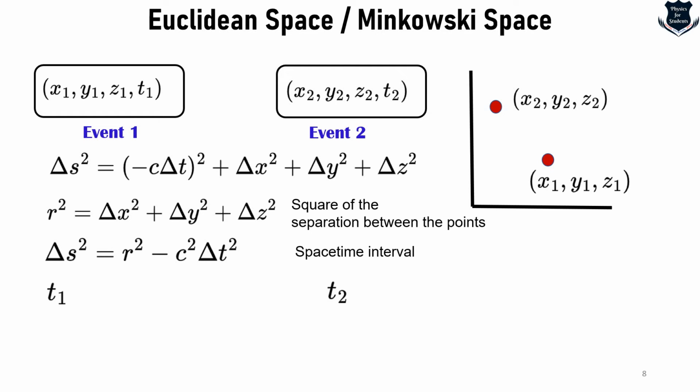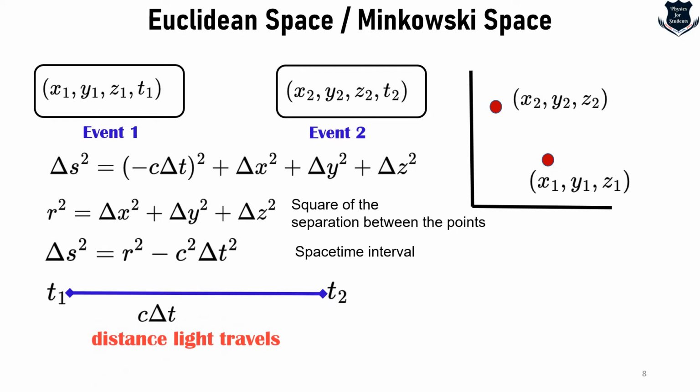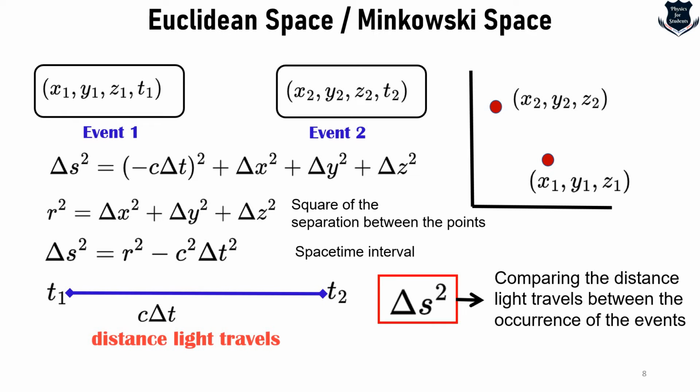This is the space-time interval. So here is t1 and t2, and here is the distance. So c delta t means the distance light travels, and delta s squared means comparing the distance light travels between the occurrence of the events. So it is quite simple. What I have done is that I have taken delta s squared to be the simple one, and I have replaced the x, y and z, that is the 3 spatial coordinates, by r squared, and I have just shown that from t1 to t2 the distance travelled is c delta t, and delta s squared is nothing but comparing the distance light travels between the occurring events.